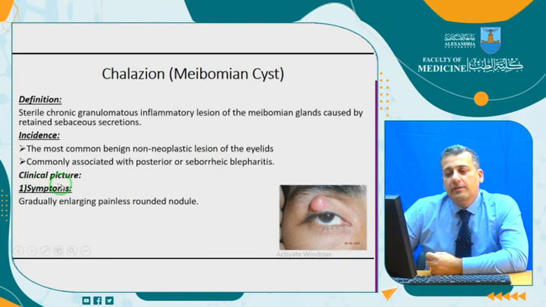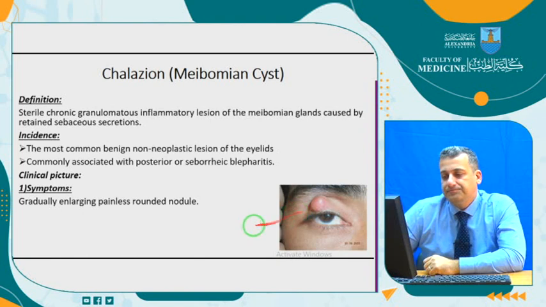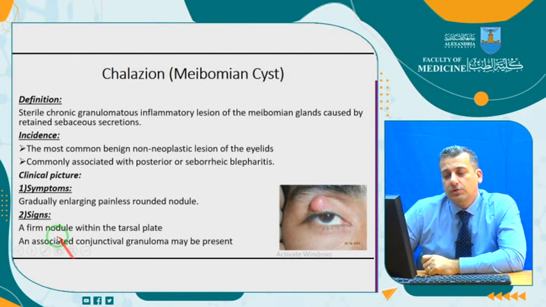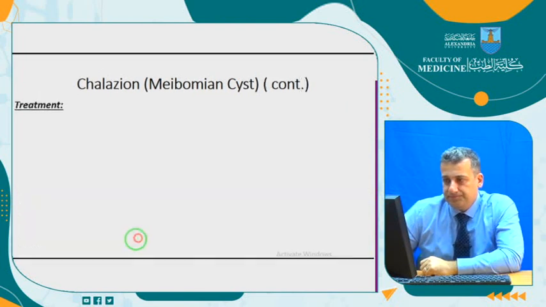Okay. The clinical picture, there will be symptoms gradually. This is a chronic lesion, so this will be a gradually enlarging, painless, rounded nodule, as you see here. Again, there are no signs of acute inflammation. It is not painful, and it is not acute, it is gradually enlarging. Okay. It is a firm nodule within the tarsal plate. An associated conjunctival granuloma may be present. Okay. If this chalazion thins out the tarsus, it's going to cause a granuloma affecting the conjunctival site.